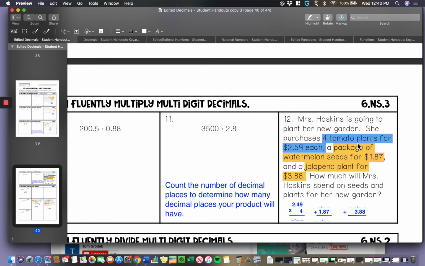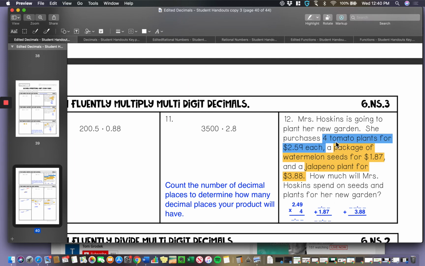So we have multiplication and addition. So I'm going to read through this. It says, Mrs. Hoskins is going to plant her new garden. She purchases 4 tomato plants for $2.59 each, a package of watermelon seeds for $1.87, and a jalapeno plant for $3.88. How much will Mrs. Hoskins spend on seeds and plants for her new garden?